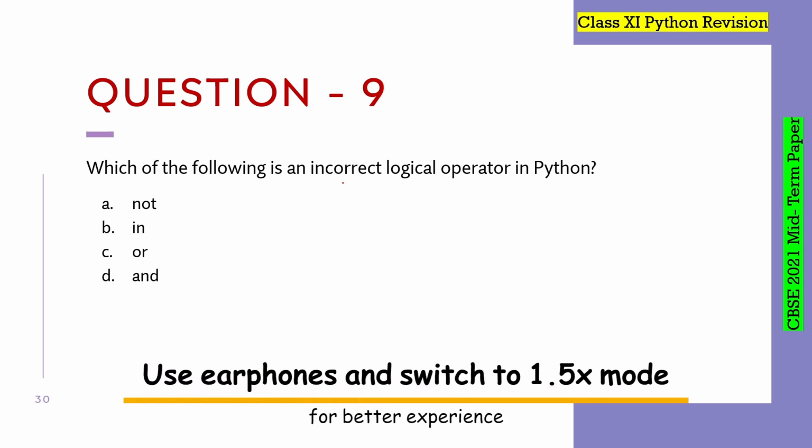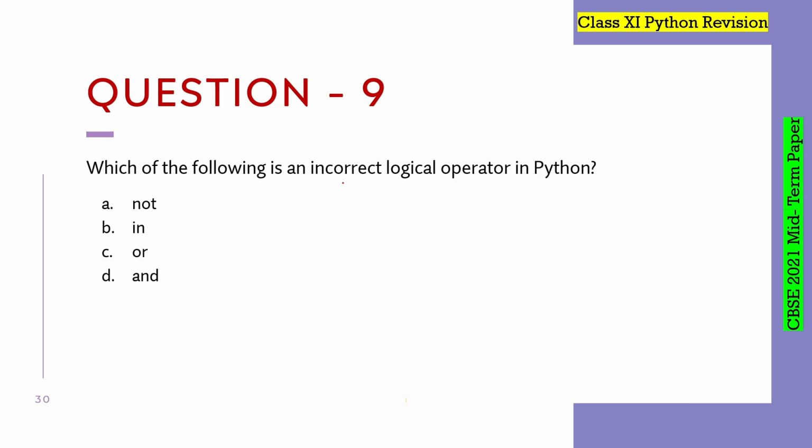Now this is question number 9 from the CBSE midterm paper 2021, and this question comes under the topic Class 11th Python revision. In this particular question, four options have been given to you and it has been asked which one of them is an incorrect logical operator.